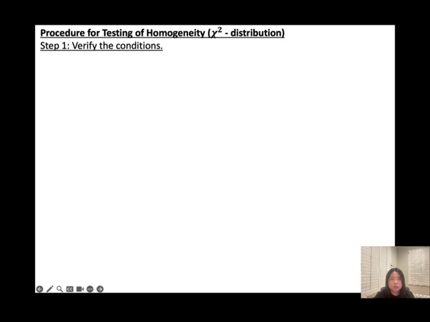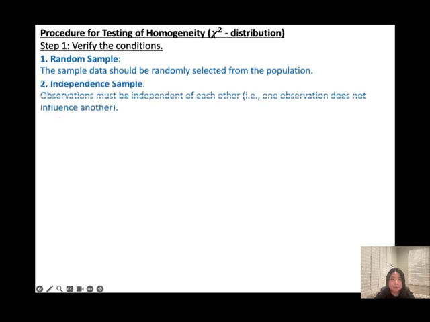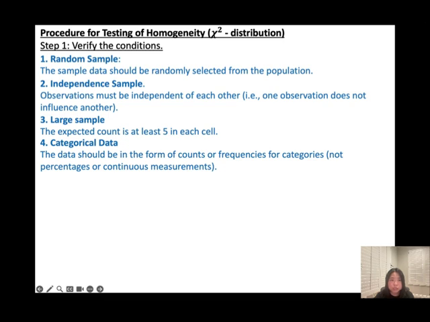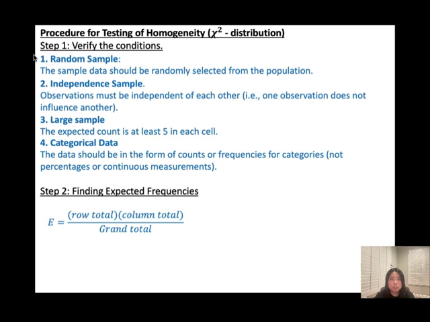Now, look at the procedure for testing homogeneity. We'll be using the chi-square distribution. So first, verify the conditions: random sample, independent sample, large sample, so the expected count is at least 5 in each cell. Last one, categorical data. So pretty much that's the same conditions as the test of independence. Next, finding the expected frequency. Same formula as the test of independence: the row total times the column total divided by the grand total.